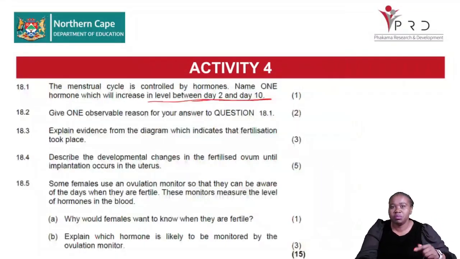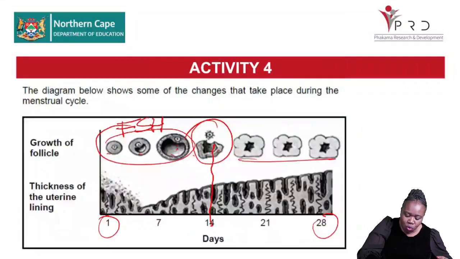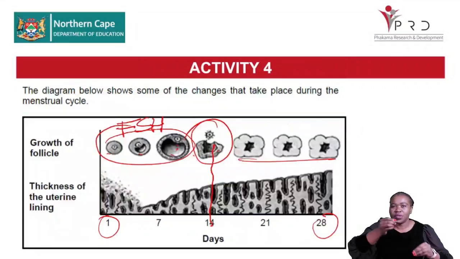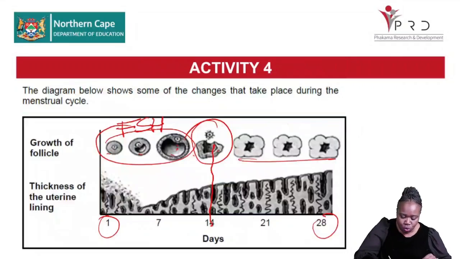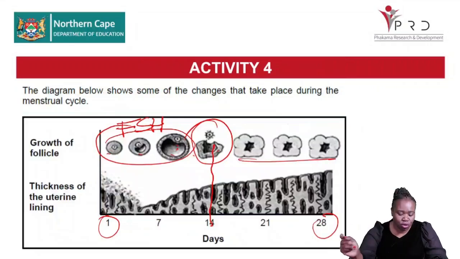Another thing, the estrogen hormone. Remember, the estrogen hormone prepares the lining of the uterus. How do you see that the lining of the uterus is being prepared? It will start to thicken. As we can see here, it is thickening. So that thickening is due to the estrogen hormone. So those are the 2 observable reasons why we are saying that these 2 hormones are increasing during that day 2 to day 10 period.